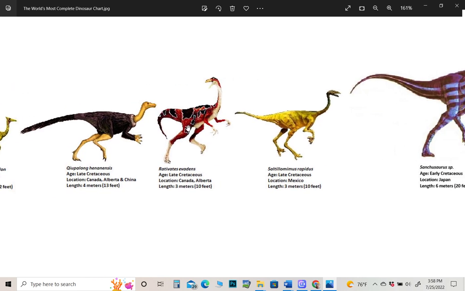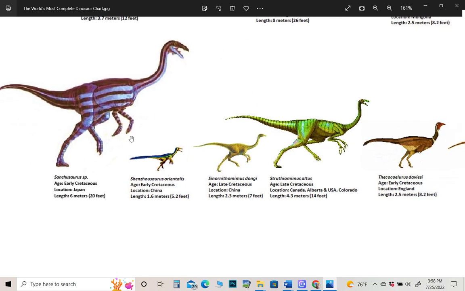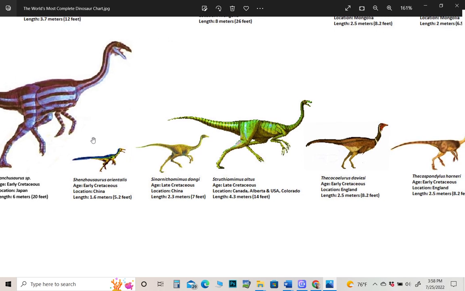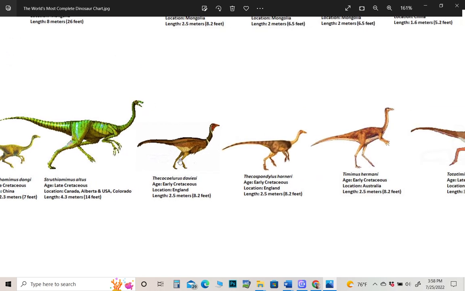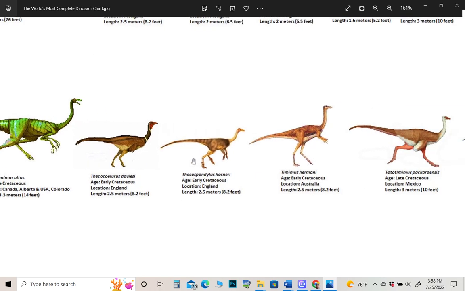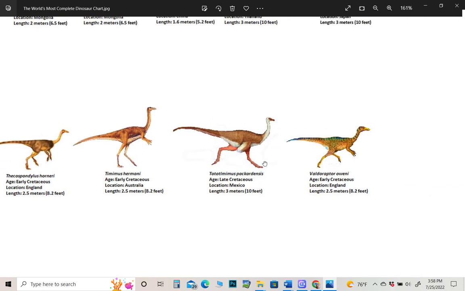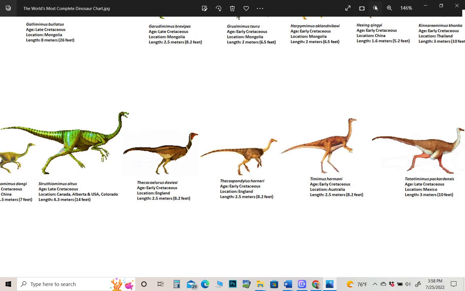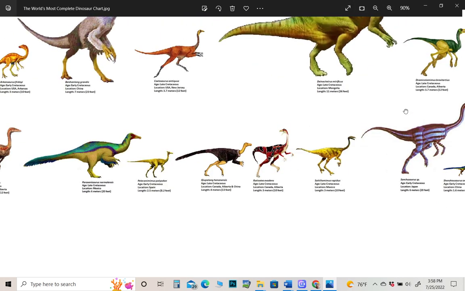Quapalong. Okay, so Quapalong, Radivates, Saltillomimus, Sanchusaurus, Zenzusaurus, Cynornithomimus, Struthiomimus, which is probably the most famous. Well, before Gallimimus is the kind of the original famous ornithomimid. The name literally means ostrich mimic. Thecocolurus, Thecospondylus, Timimus, Totalomimus, and then Voldoraptor. So we have. Did I get them all? Yeah, I got them all.